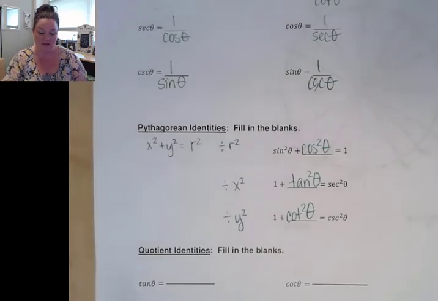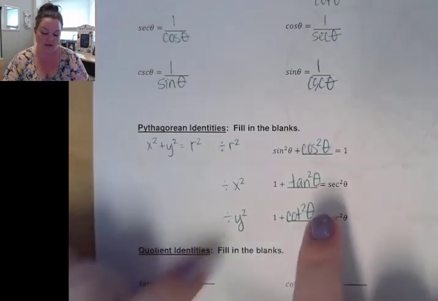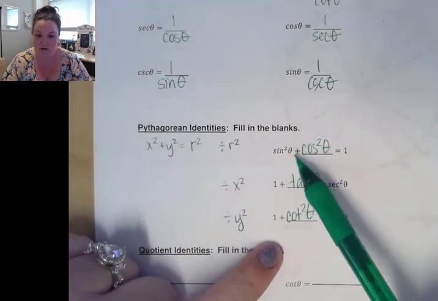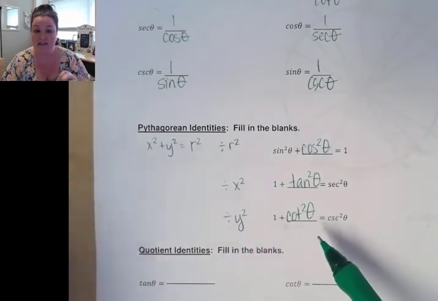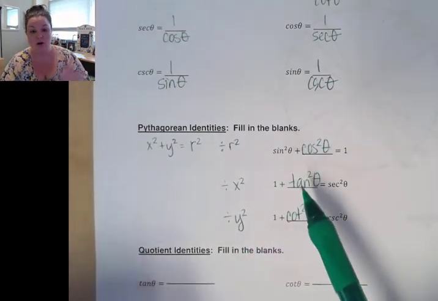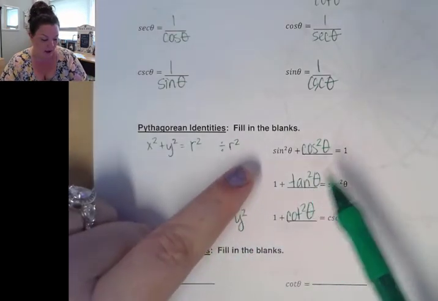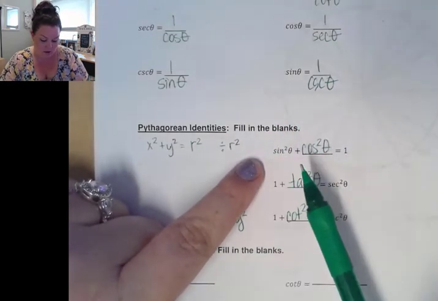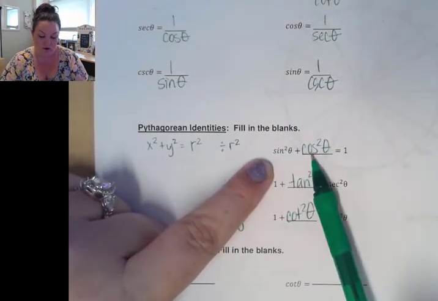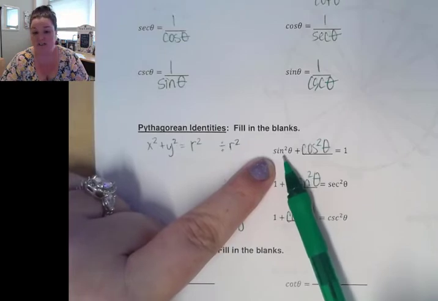So these are ones that we've already seen, but we need to be a little bit more familiar with because what we can do is we can actually solve these three equations individually for a component of it, right? So I could solve the sine squared plus cosine squared equals 1 for just sine squared, right?